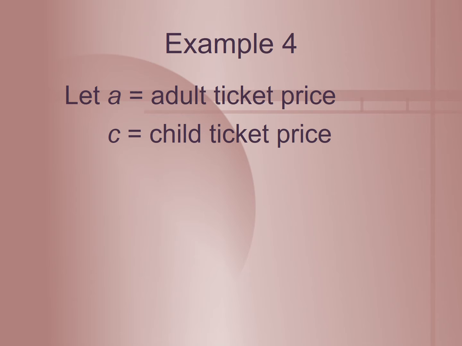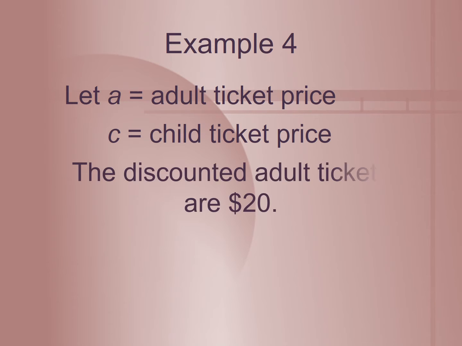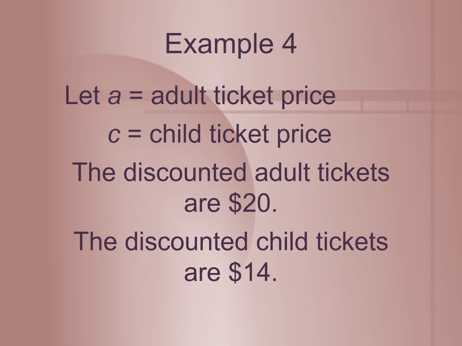So now we just need to check and make sure that it makes sense. The discounted adult tickets are $20, and the discounted child tickets are $14. So if we relate back to the story in example 4, these answers check, they make sense, right? They're not negative numbers, they're not super expensive numbers. These numbers make sense with their story and they check.